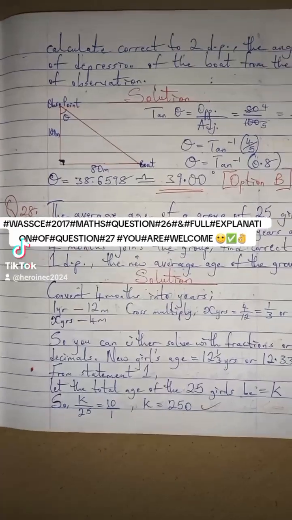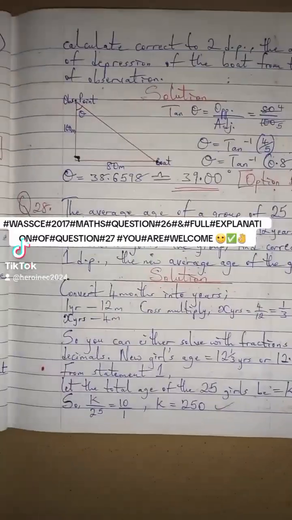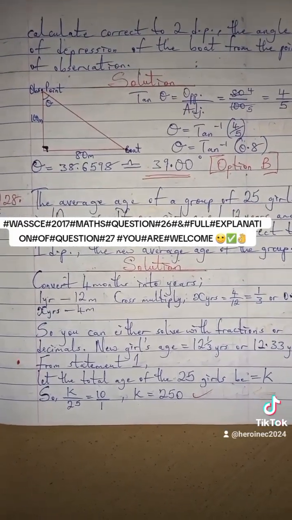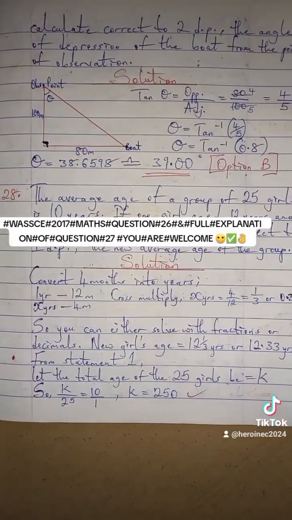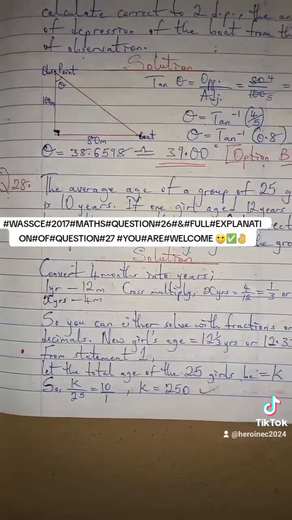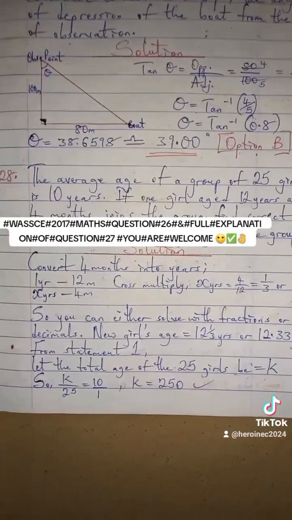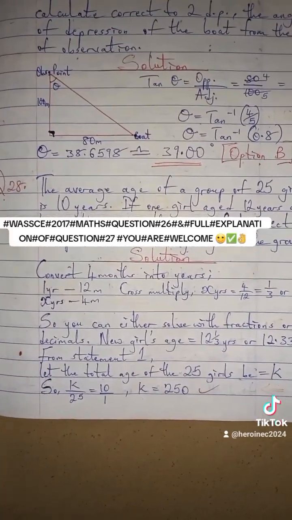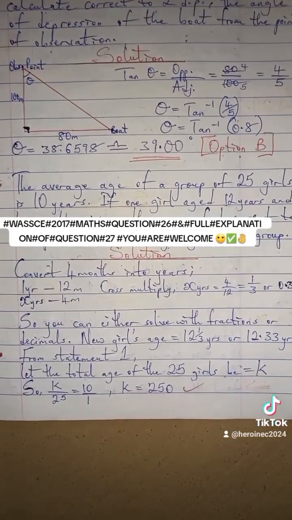So for SOHCAHTOA, SOH means the sine of the angle equals opposite over hypotenuse, the length of the opposite side over the length of the hypotenuse. CAH means the cosine of the angle is equal to the length of the adjacent side over the hypotenuse. Then TOA means the tangent of the angle of interest is equal to the length of the opposite side over the length of the adjacent side.